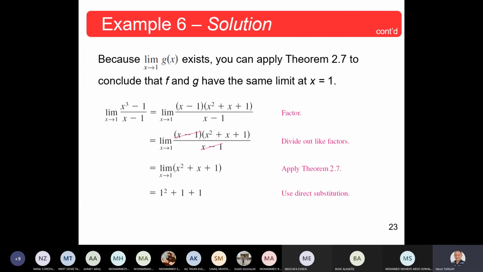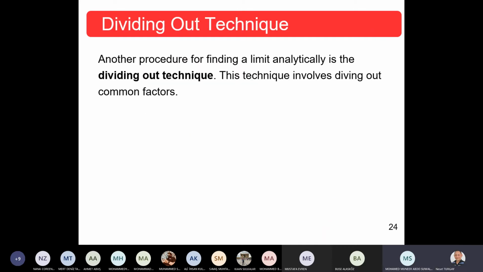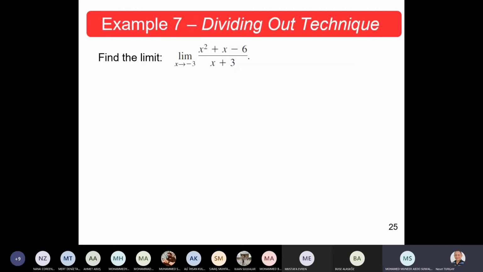Now, if everyone is fine, we find the answer 3. Is there any problem with this? The method and what we did? No, not a problem. Okay. Now, this is the dividing out technique. This technique involves dividing out common factors.